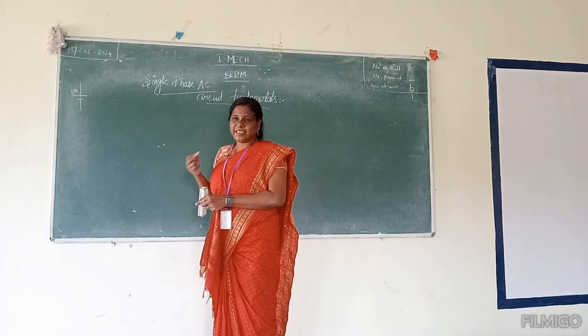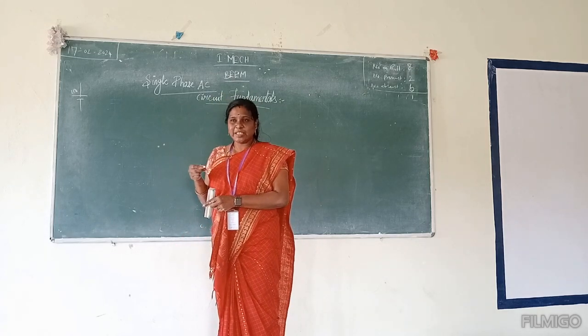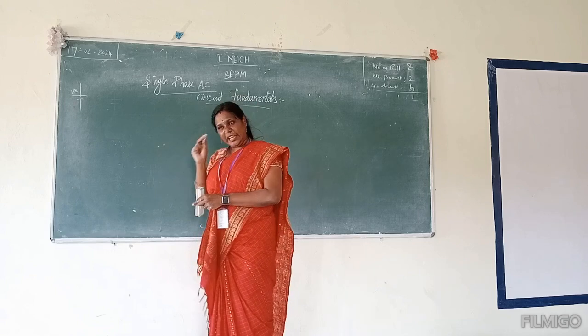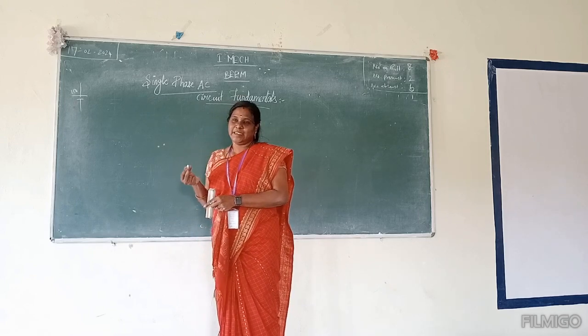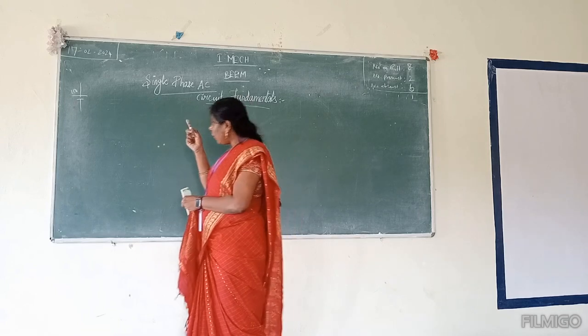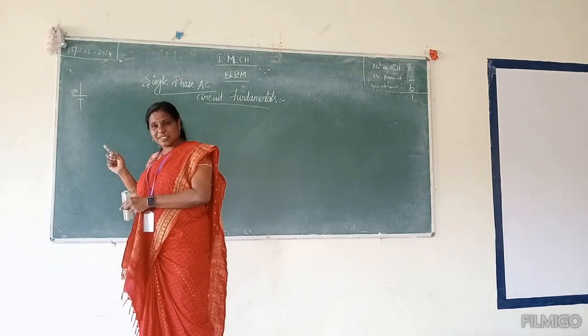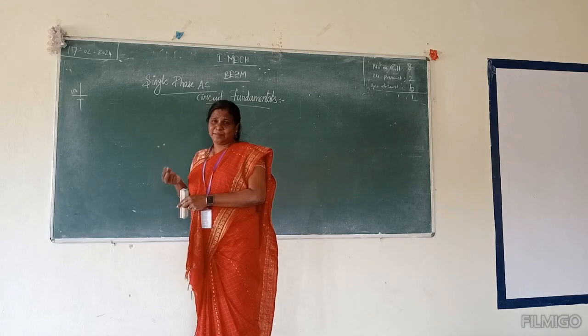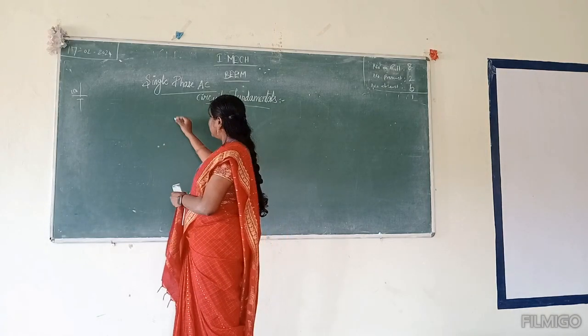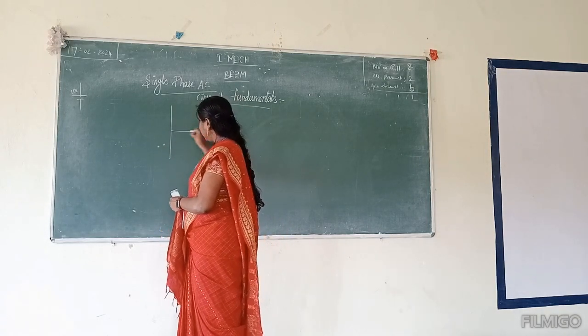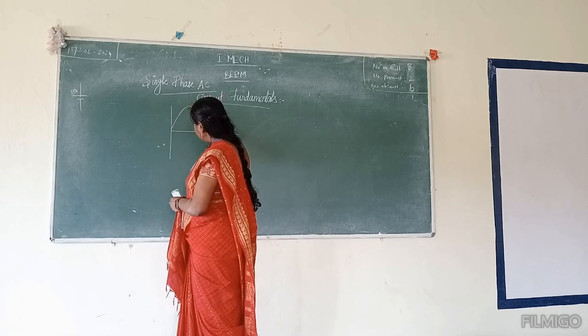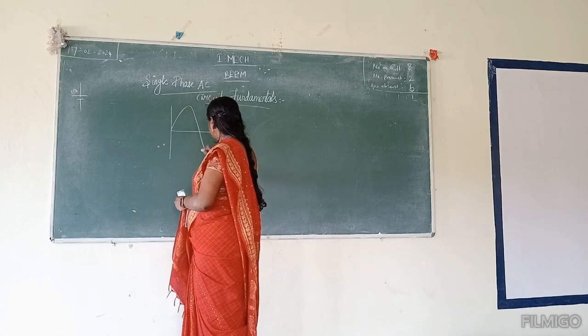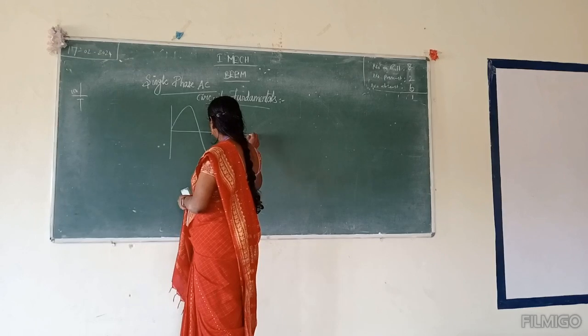AC is alternating current. Okay, the current is always varying. That is why it is known to be alternating current. Here the current will be constant because the voltage supply is constant. Here the current will be alternatively varying. Suppose, when we take it as a sine wave.